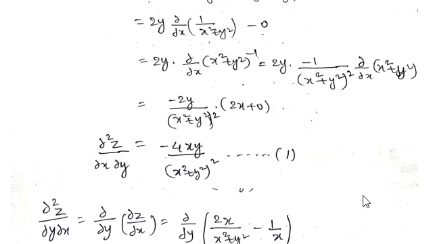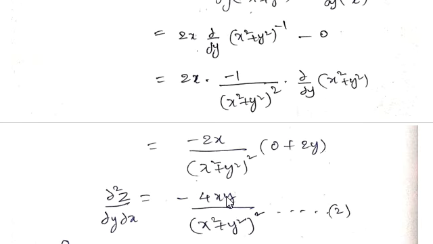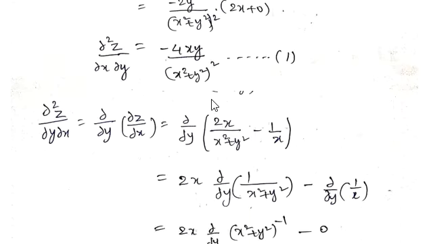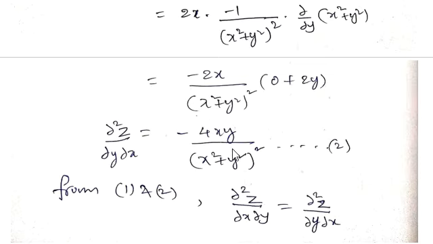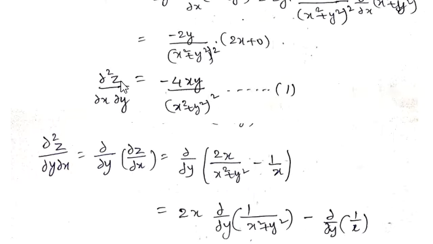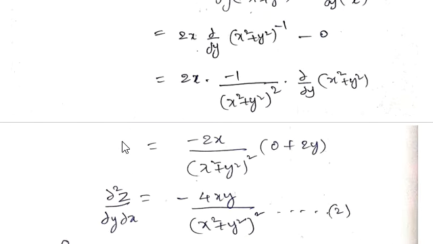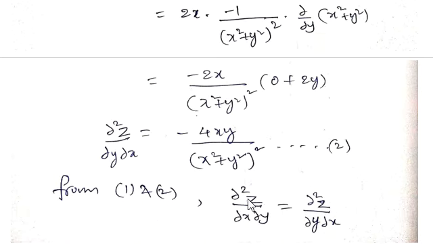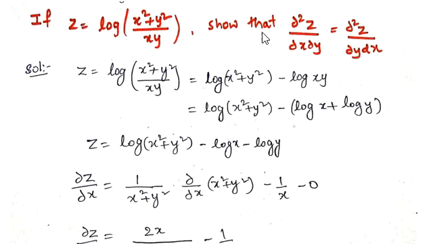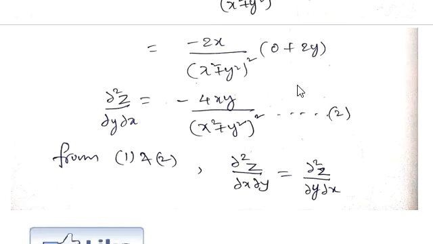If you observe equation number 1, the right side is minus 4xy by x square plus y square whole square, and equation 2 also has the right hand side the same, minus 4xy by x square plus y square whole square. So the RHS is the same, so from equation 1 and 2 we can confirm that the LHS is also the same, means ∂²z/∂x∂y and ∂²z/∂y∂x are the same. That is what was asked, to show like this, so hence we have shown this.